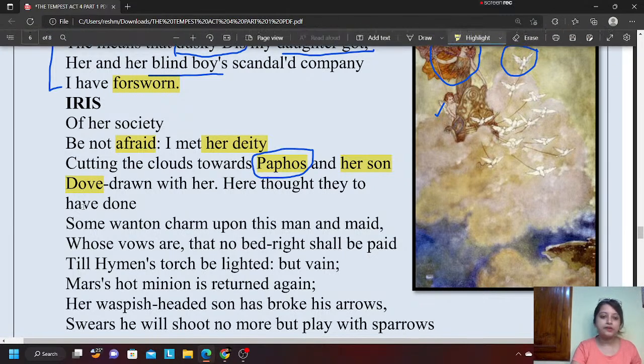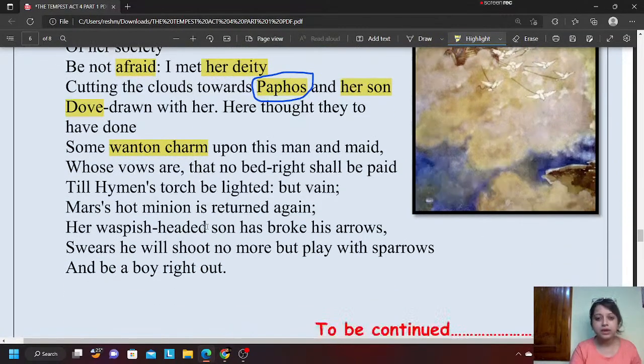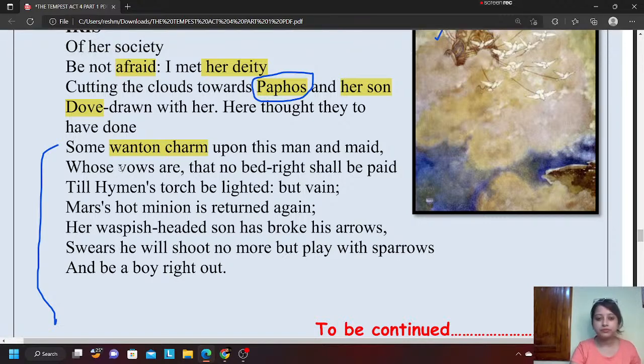"Here thought they to have done some wanton charm upon this man and maid." So they also planned to cause some harm over here. But see, again, this portion is a lesson to whom? To Ferdinand and Miranda. That don't indulge in any kind of physical relation before marriage. So of course, this little boy Cupid and his mother wanted to cause some problem. Man and maid means Ferdinand and Miranda.